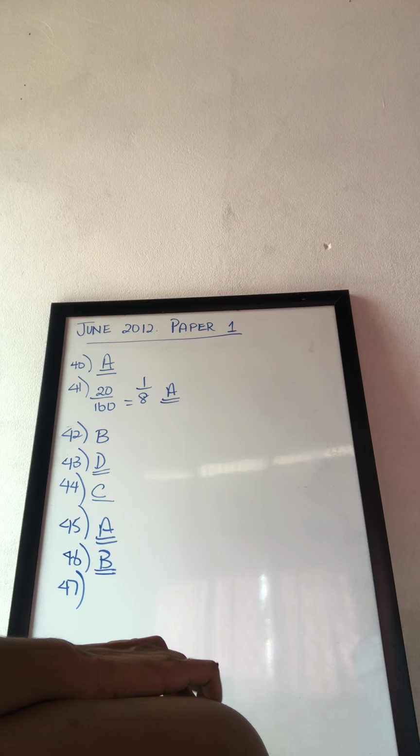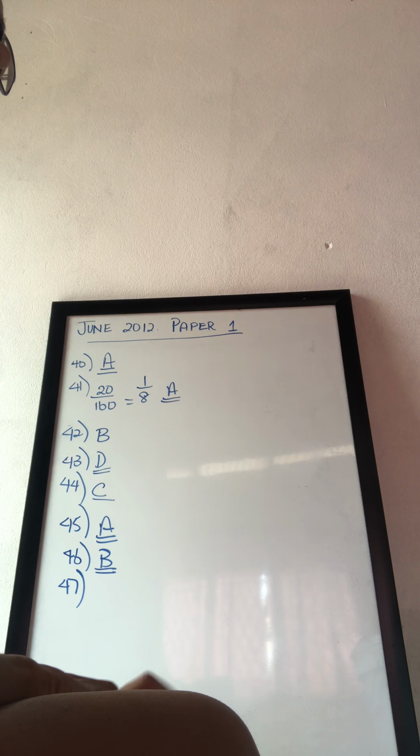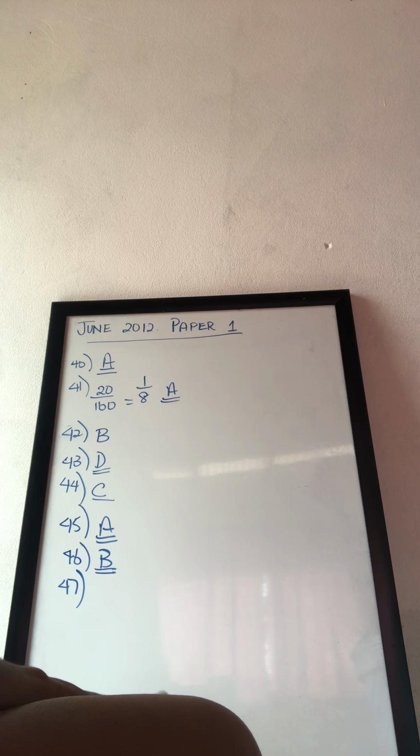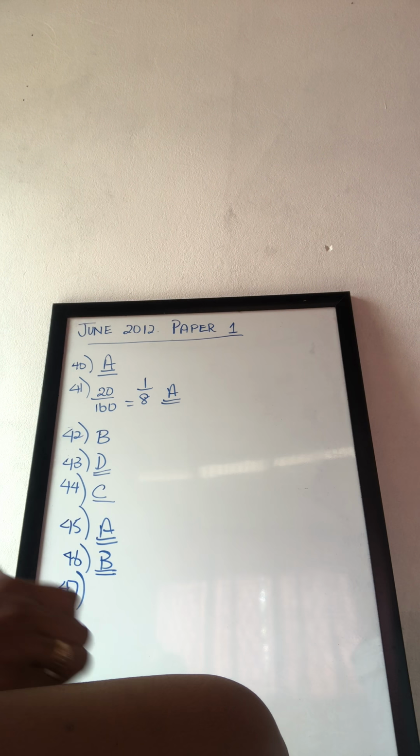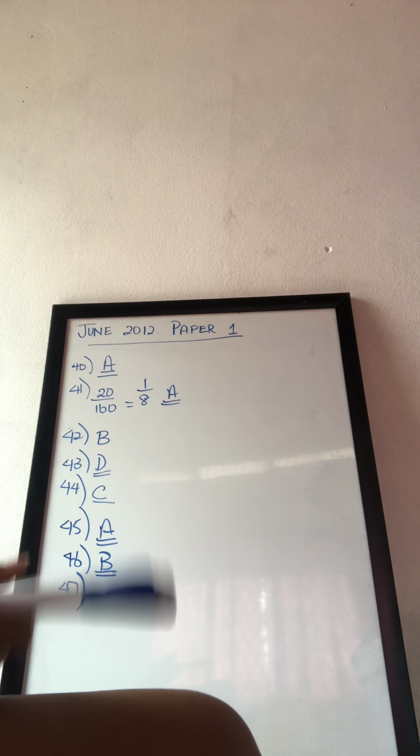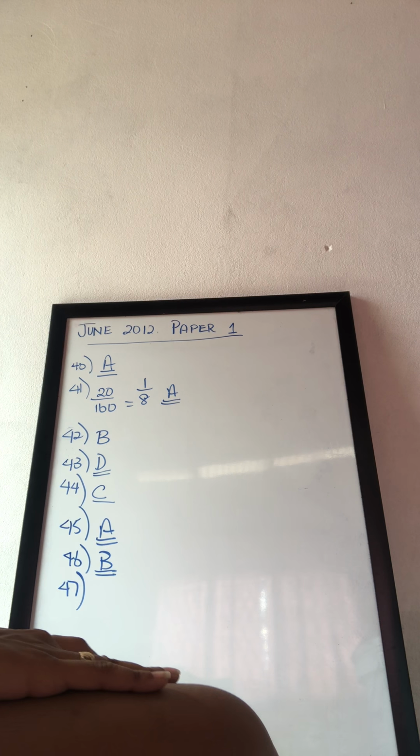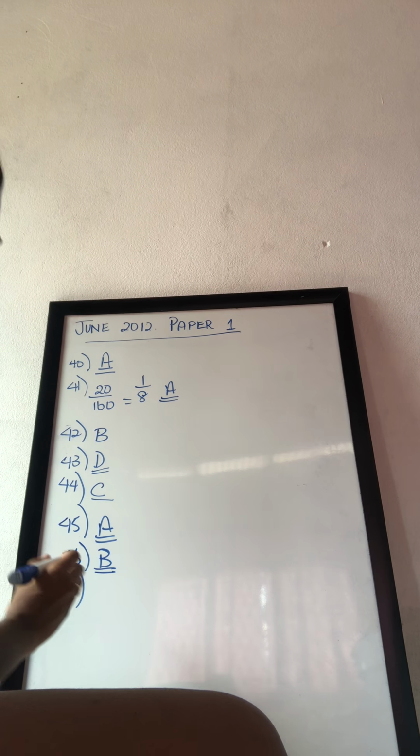Alright, so the diagram, at the point A, the coordinates are -5, -3, and at the point B, the coordinates are -1, -1. Now when you apply your formula y2 minus y1 over x2 minus x1, you will get D as the answer, a half.